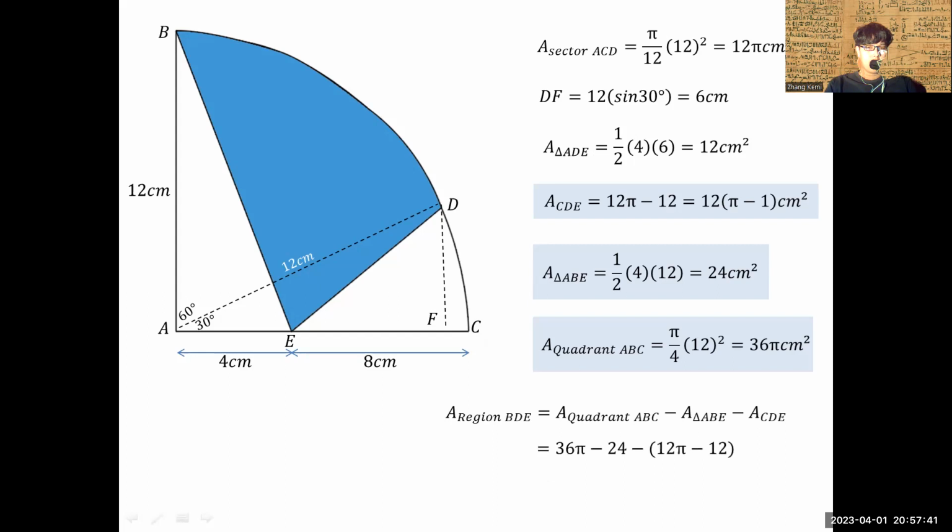Now I just plug in my values: 36 pi minus 24 minus, 12 pi minus 12. By simplifying the terms, I get 24 pi minus 12. The answer to this problem is 12 of 2 pi minus 1 cm squared. And that is the answer for this problem.